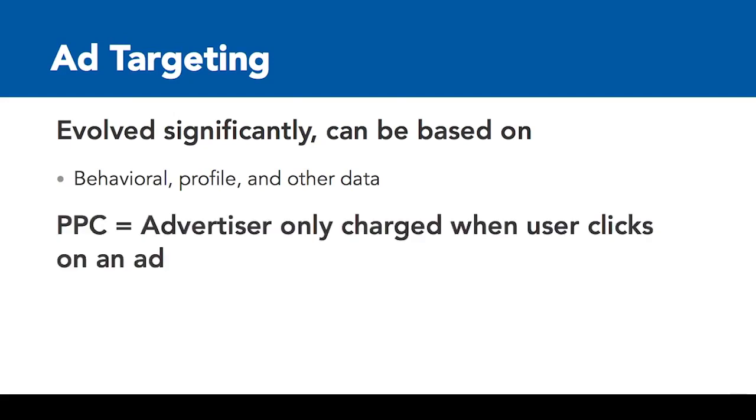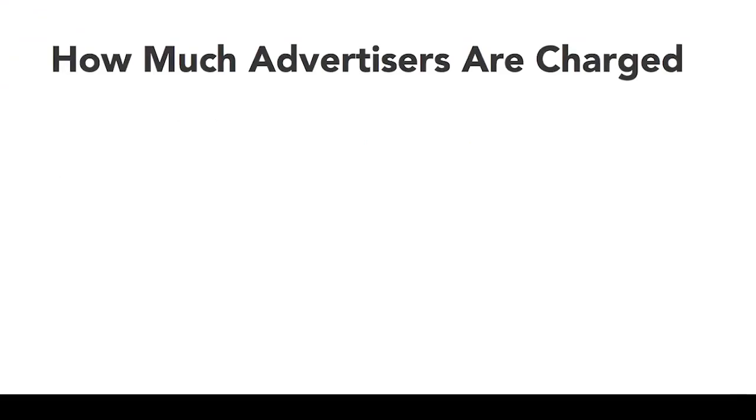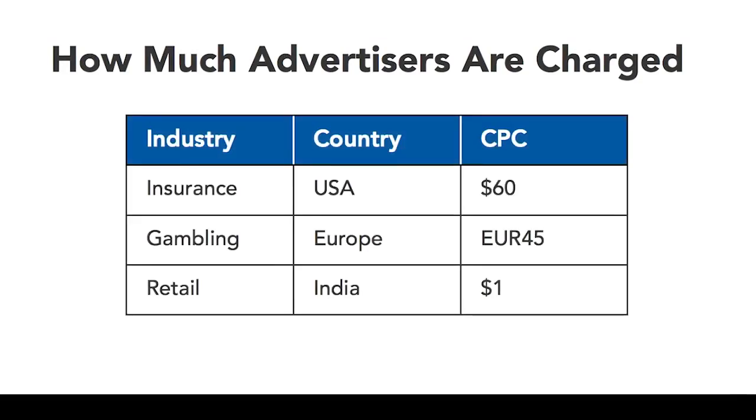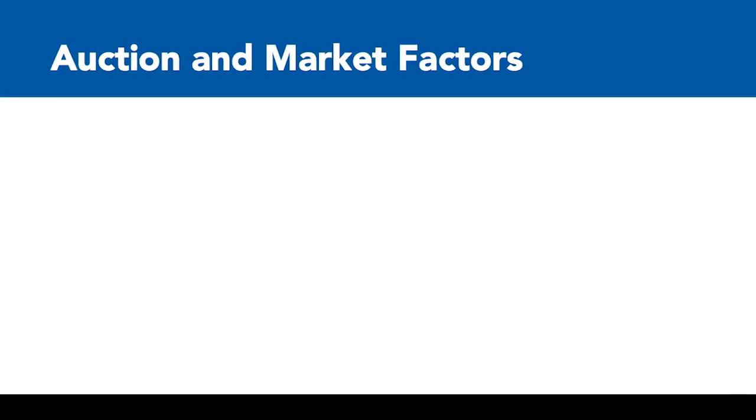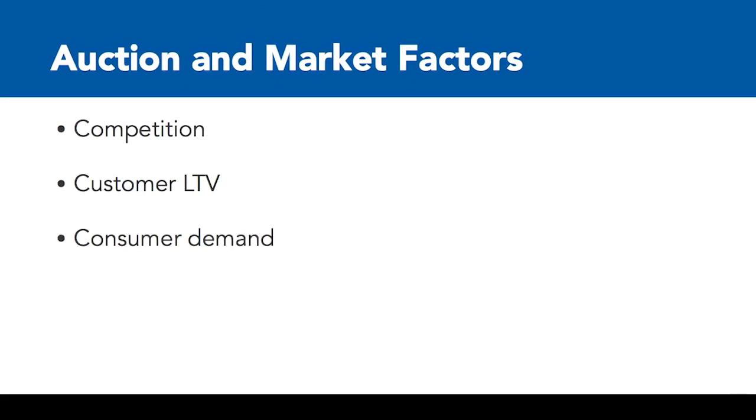Only when a user clicks on the ad will an advertiser be charged for the click. The amount an advertiser pays for a click, known as CPC or cost per click, can vary significantly. It's usually determined through a bid auction. An insurance company in the US may bid as much as $60 per click. An online gambling business in Europe may bid around 45 euros per click, and a retailer in India may bid $1 per click. This all depends on a variety of market factors, such as the lifetime value of the customer, the competitiveness of the industry, and of course, consumer demand.